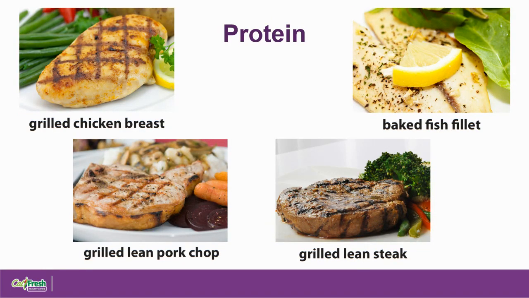Let's move on to protein. Choose a food from the protein group to add to your healthy meal and draw it on your plate. Remember that we don't need to eat as much protein as the other foods. Some examples of protein are grilled chicken breasts, grilled lean pork chop, grilled lean steak, or baked fish fillet.